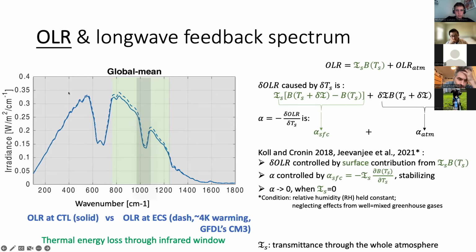Analytically, the feedback can be broken down into a surface and an atmospheric term. The surface term accounts for the partial radiative perturbation in surface temperature, governed by the Planck function and transmitted through the entire atmosphere. Based on this dominant contribution from the infrared window, recent studies have elucidated that the surface term dominates the longwave feedback process. This implies that once the infrared window is narrowed by enhanced water vapor absorption in a warming climate, the feedback becomes close to zero and an unstable runaway climate may occur.